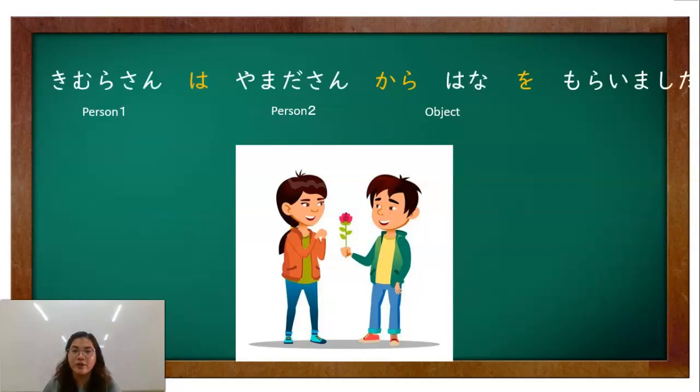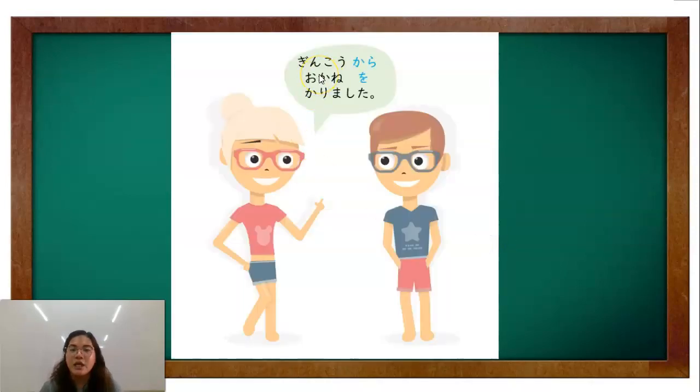So, just like this one, you can use Kimura-san wa Yamada-san kara hana o moraimashita. Okay? Ni or kara is okay also. Next, ginko kara okane o karimashita. Okay? Nanghiram ako ng pera from the bank. Or galing sa bangko. Ginko kara okane o karimashita. I borrowed money from the bank.